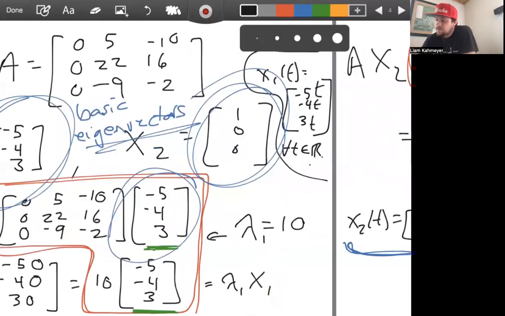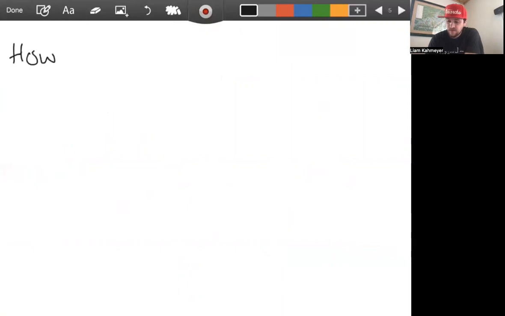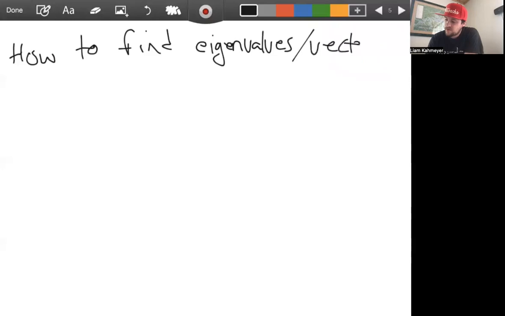Well, when you're lost in the wild someday and you come across a matrix A, you're not going to have either the eigenvalue or the eigenvector, right? So the natural question, or the question of survival here, is how to find eigenvalues and vectors, right? Okay, well, let's start by just understanding the definition, right?